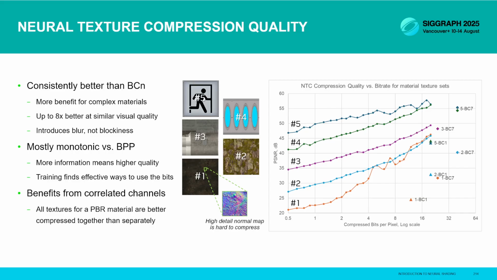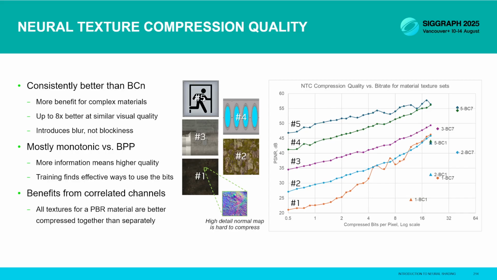See how the BC1 and BC7 points are to the right and bottom of the NTC quality curves, meaning that NTC has higher quality or better compression or both. And the gap is wider for the more complex materials, indicating that NTC can be good at working with detail.